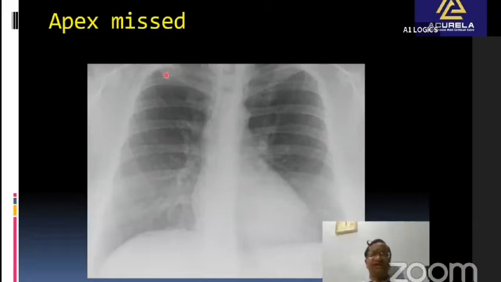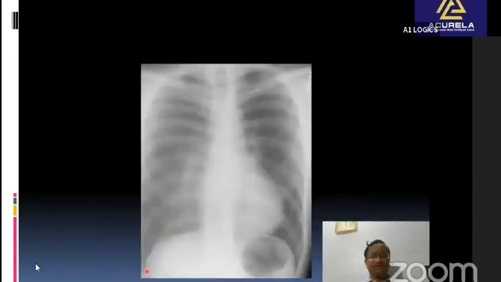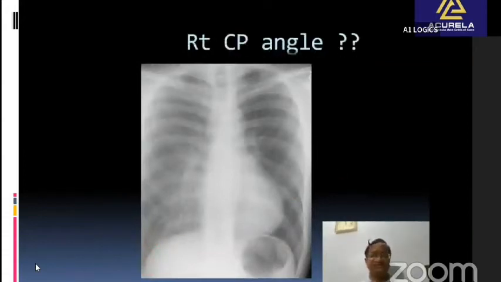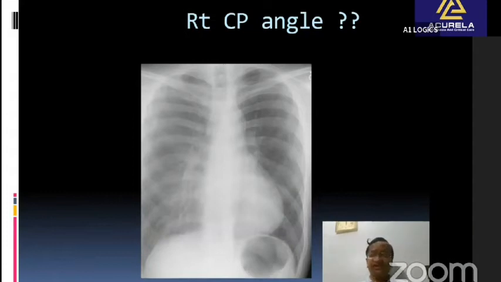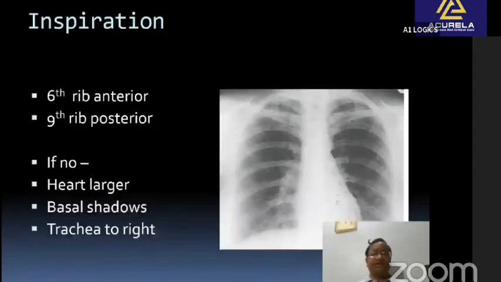Here you can see if there is going to be a TB in the apex, it is missed. This X-ray is fine, but it is missed here. Now you can see there is no right CP angle. If there is a pleural effusion here, we might very well miss this. Right CP angle is not at all shown in the X-ray.